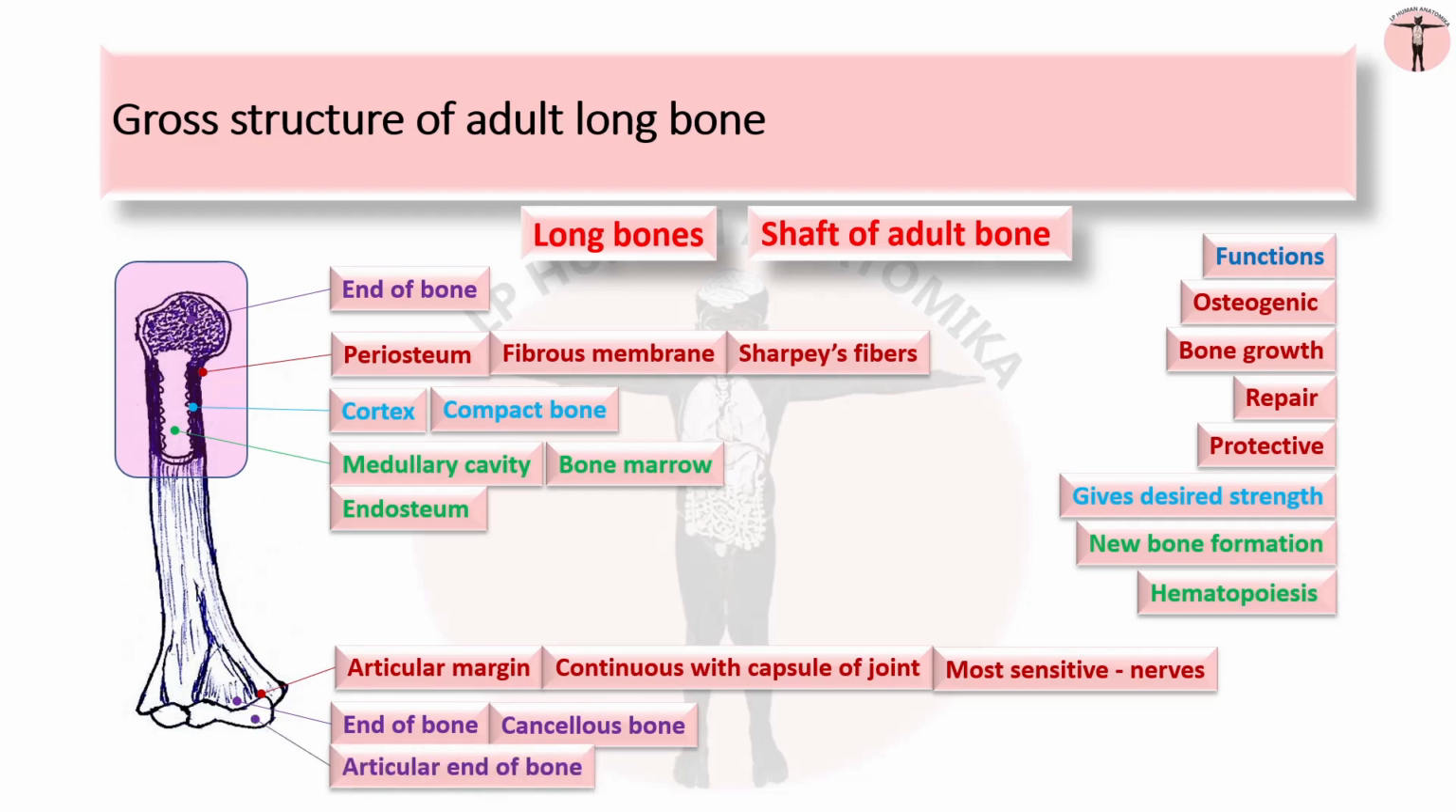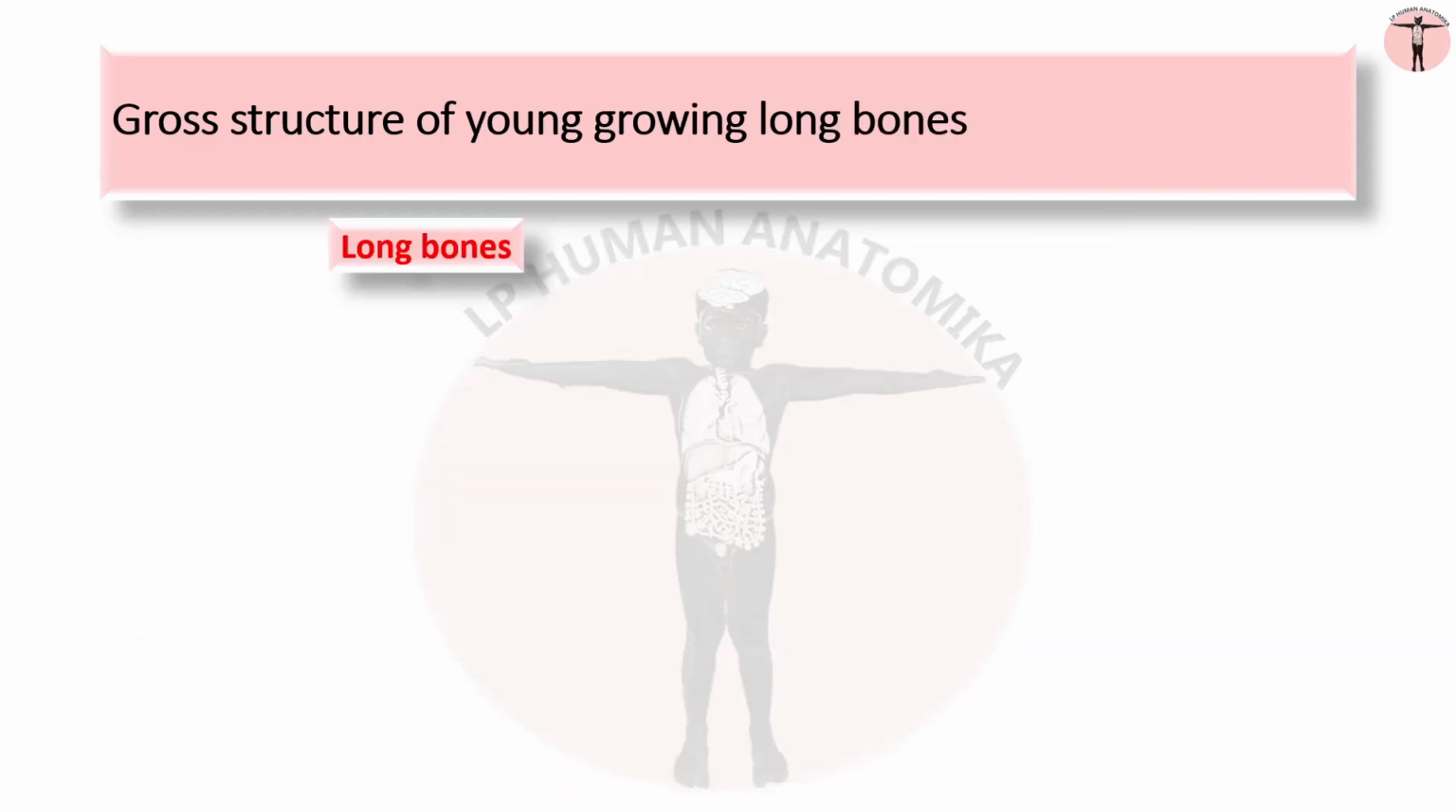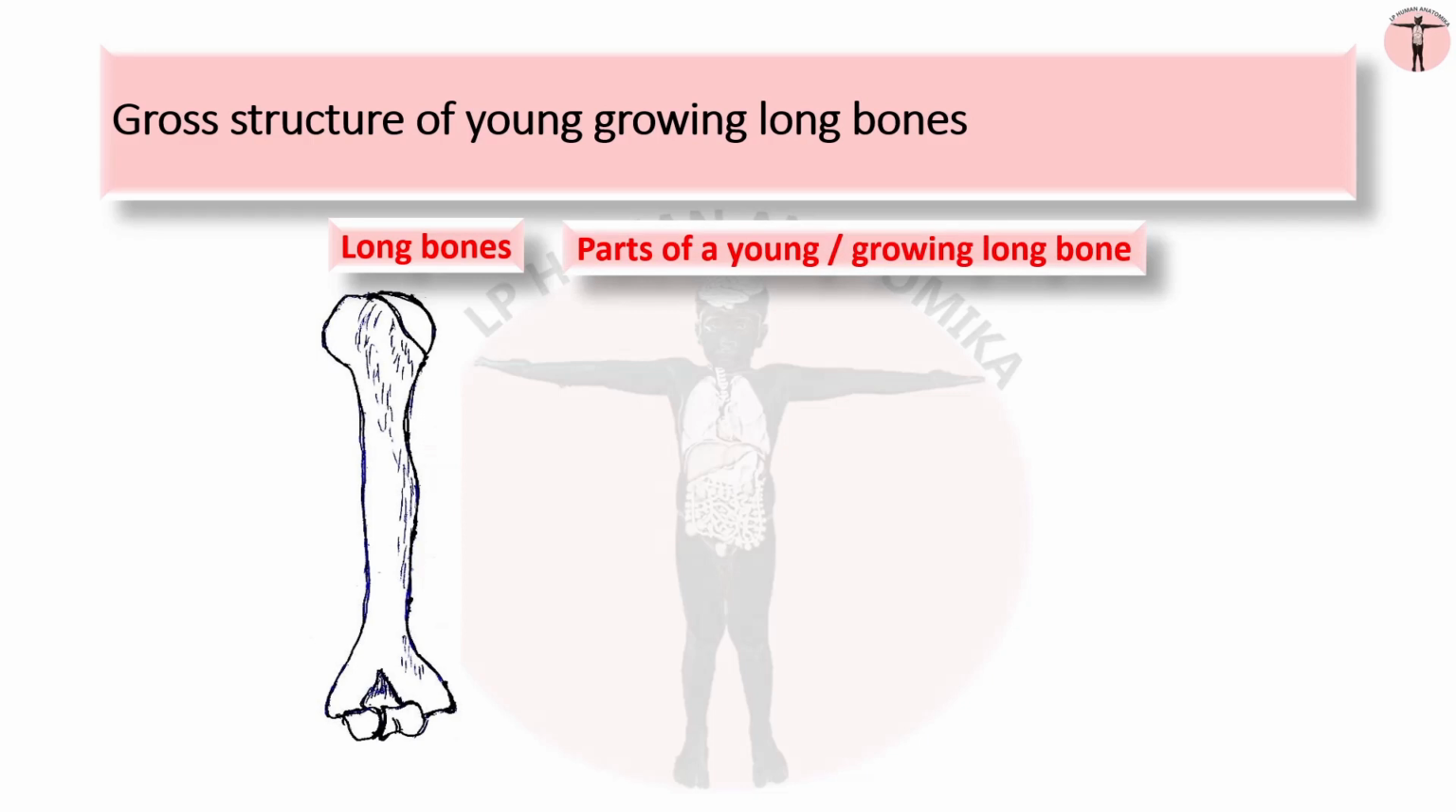The articular end of bone is covered with articular cartilage, which is nothing but hyaline cartilage without periosteum. So those were the parts and features of adult long bone. Now, let us check out the parts of a young or growing long bone. A young bone presents 4 parts.